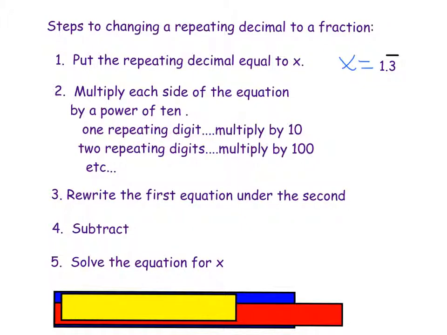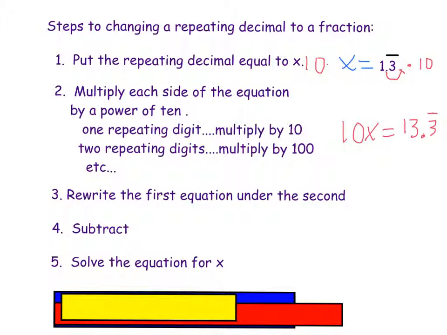In this case, there is one repeating digit, so we're going to multiply both sides by 10. That gets me 10x equals, and if you remember, when you multiply by a power of 10, what you're really doing is moving the decimal over one place for every 0. So 1.3 times 10 is 13.3, and since the 3 is repeating, we're going to put the repeating bar over it.